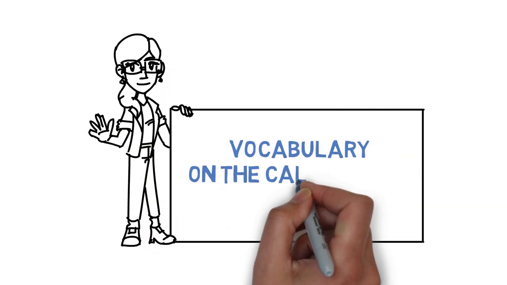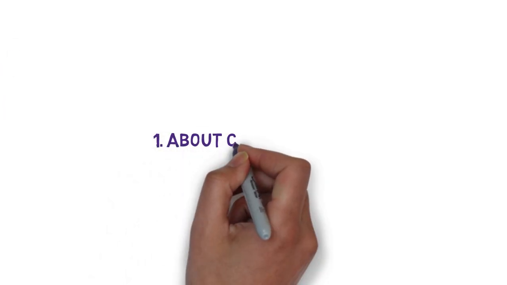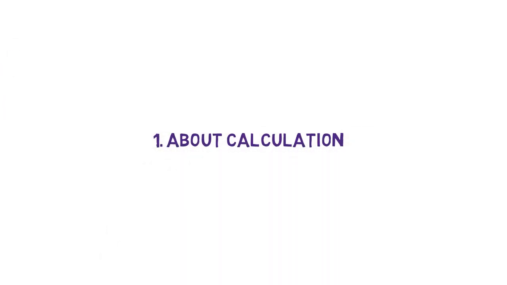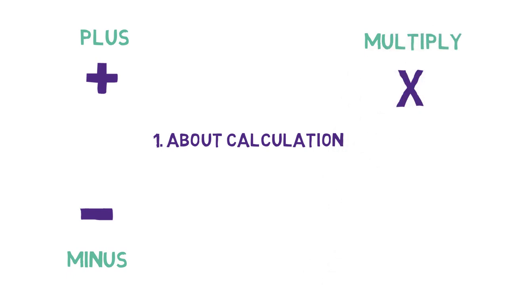Vocabulary on the calculation and punctuation. 1. About calculation. Plus. Minus. Multiply. Divide.